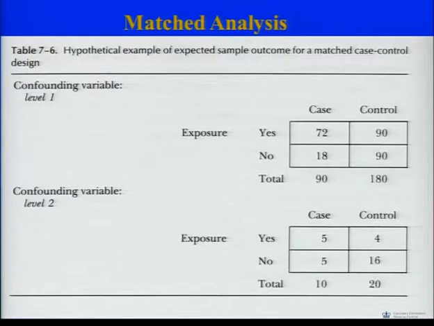So by matching for this confounding variable, we can find that really the association is only fourfold. It's not tenfold. So we exaggerated the effect of alcohol on cancer in this example because we didn't match on smoking. So we were not simply looking at alcohol here. It was all muddled up with smoking effect too. By matching on smoking here, we end up with odds ratios that are much more similar to the reality in each of the subgroups.